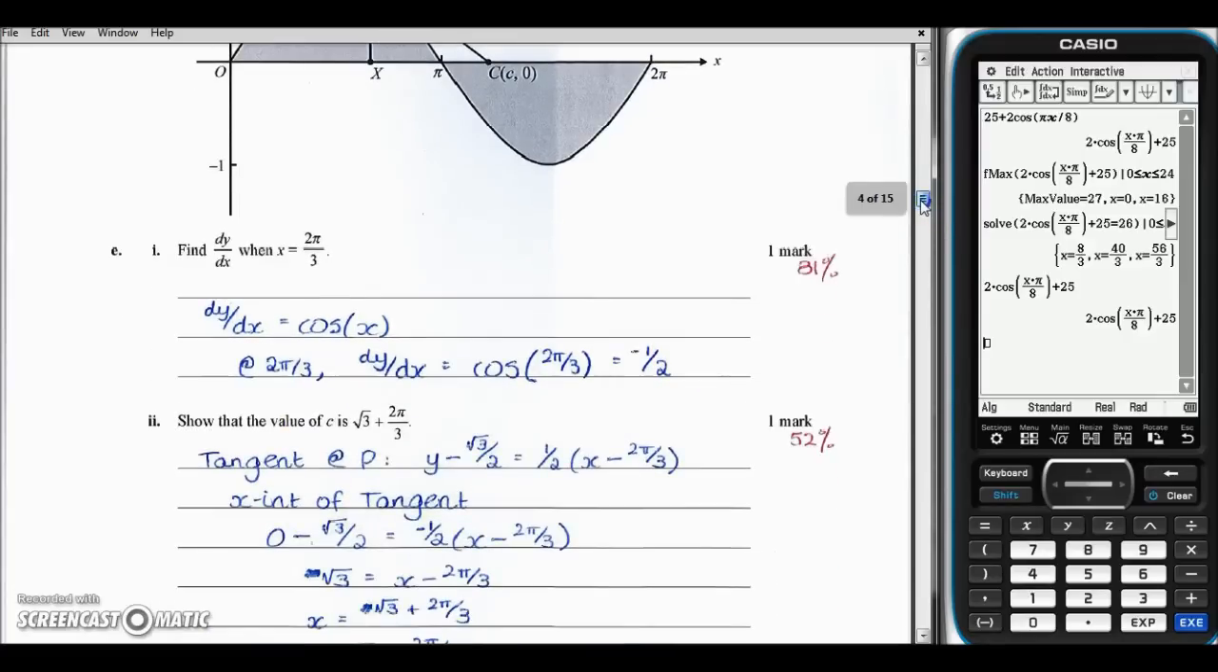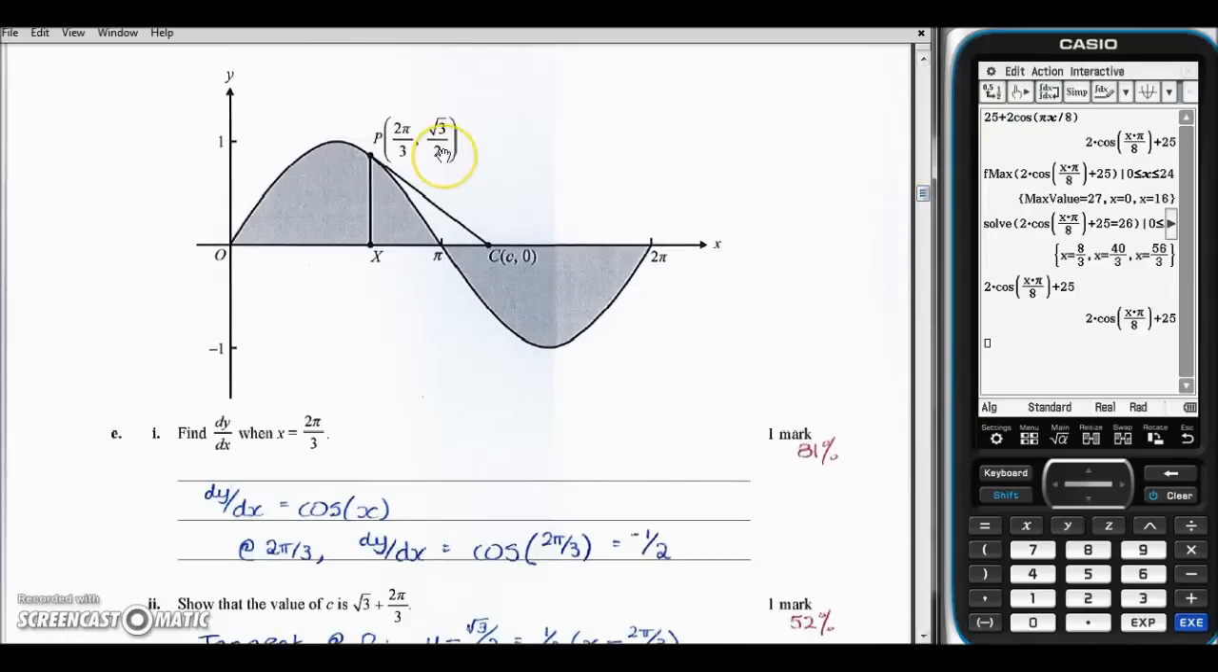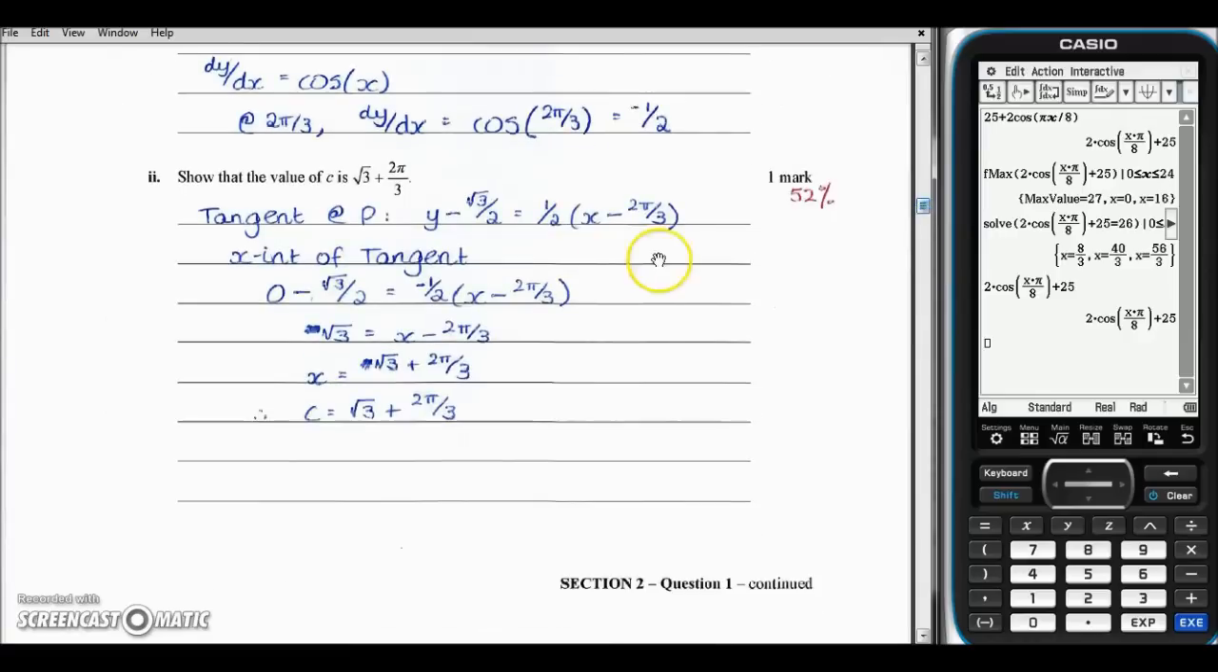Okay, now show that the value of C is root 3 plus 2 pi on 3. So this is a show that question. We're going to do a little bit of work, which is annoying because it's only worth 1 mark, but the easiest way to do this is to use the equation of a tangent. So the equation of a straight line, which is y minus y1 equals m bracket x minus x1. So there's x1, there's y1, and the gradient was negative a half. Sub all of that into the formula, and that gives you that.